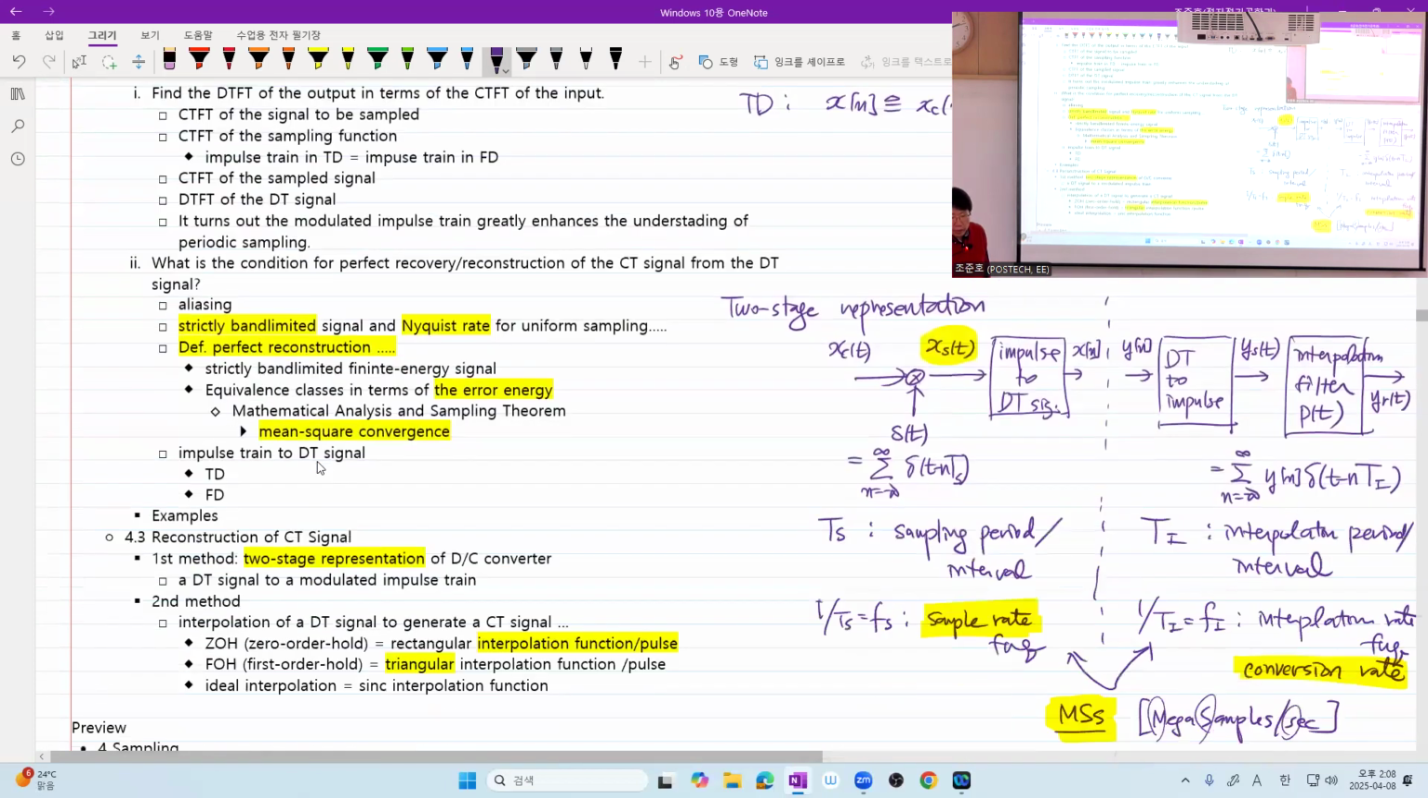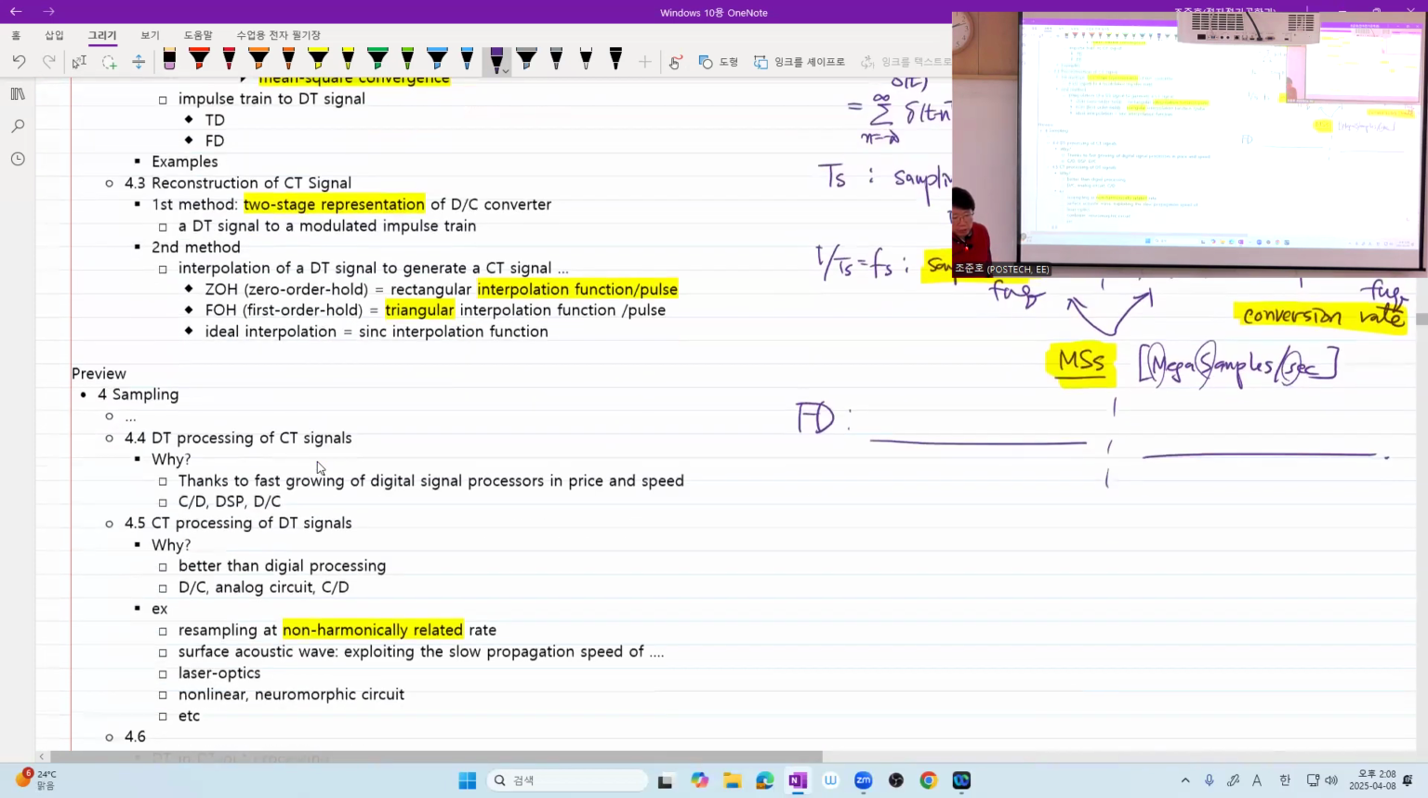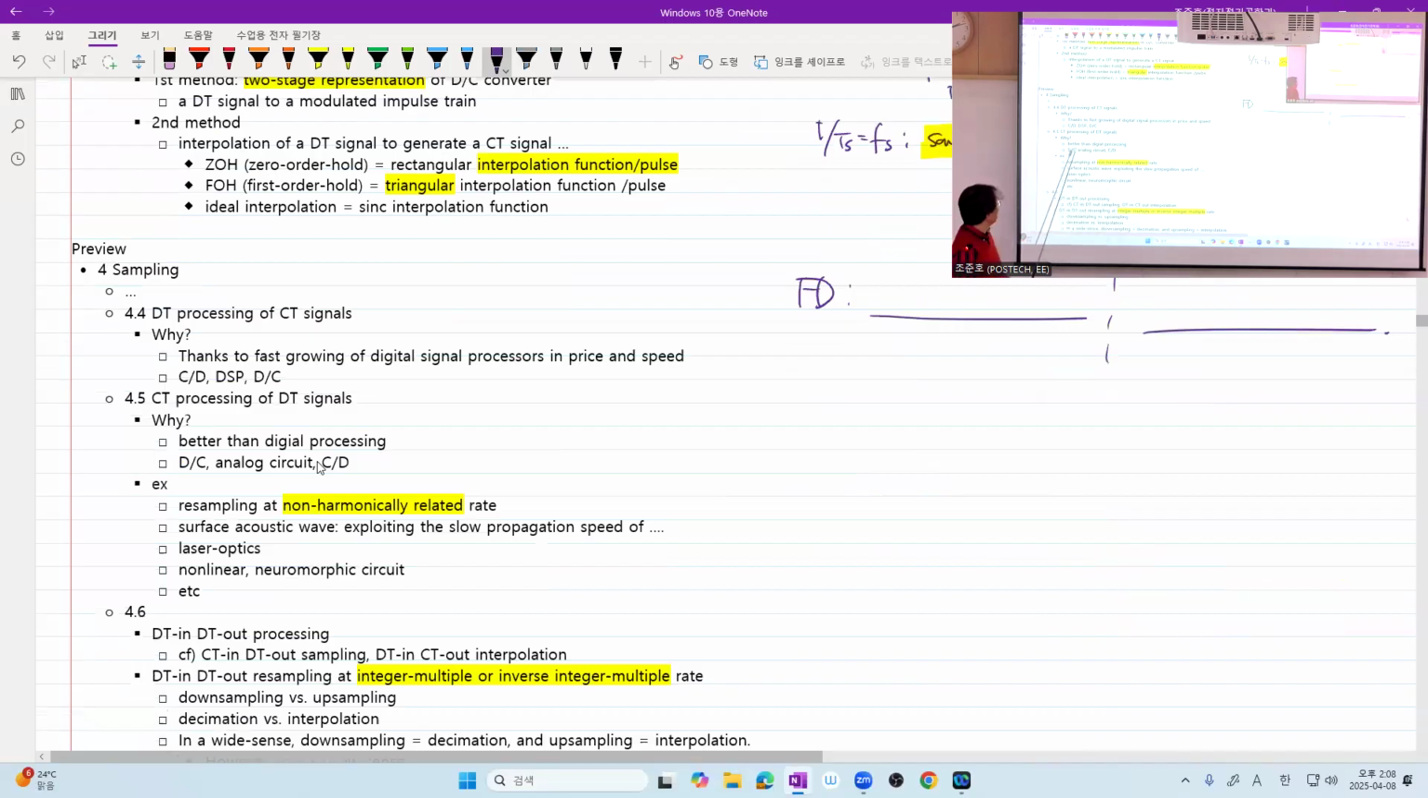And today, we are moving to section 4.4 and 4.5, where we use C to D converter and D to C converter at the same time to do something good. So here in section 4.4, entitled DT processing of CT signals, the story is like this.